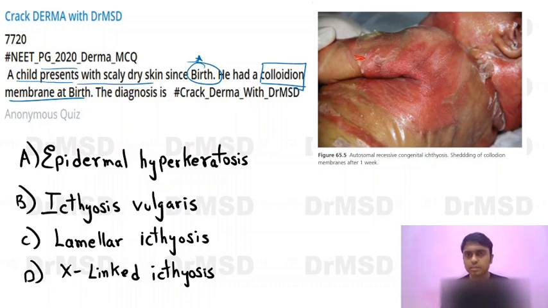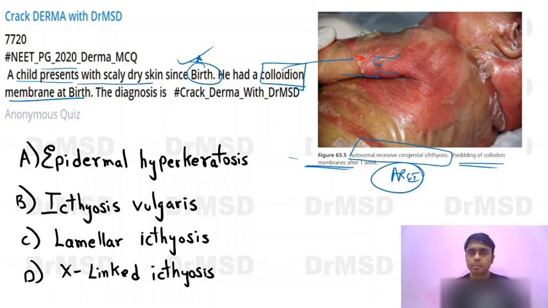This was the question, and the image was not given, but in the future they can just show you the image, and they need not even mention that it is collodion membrane which is present. So with this clue that it is present since birth, you need to understand that it is collodion membrane. So how does it present? It is like this: dry scales. If the membrane is removed, then you can see underlying erythema, which you are able to clearly see. And in this particular picture, you are also able to see one more clue, that it is autosomal recessive congenital ichthyosis. So please remember, collodion membrane is seen in the case of autosomal recessive congenital ichthyosis.